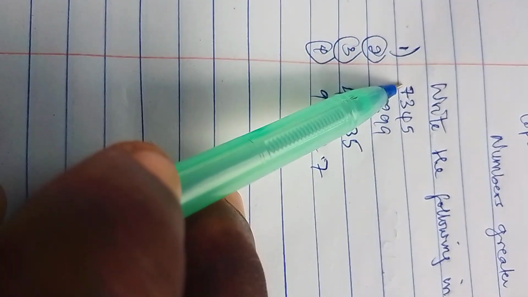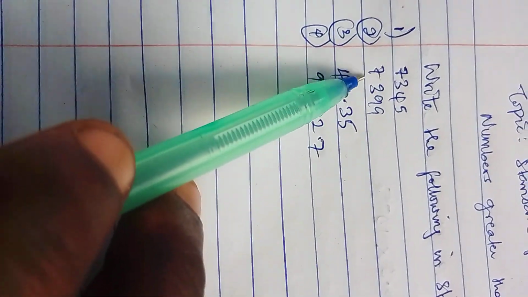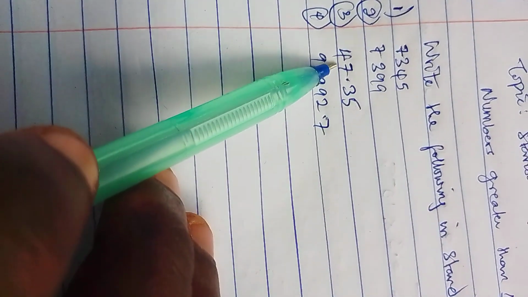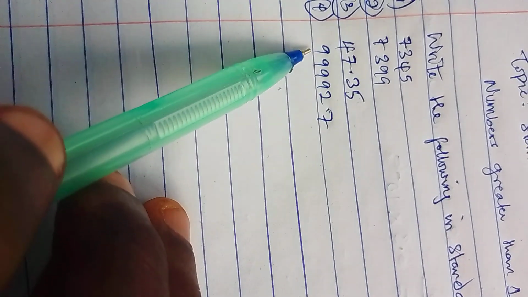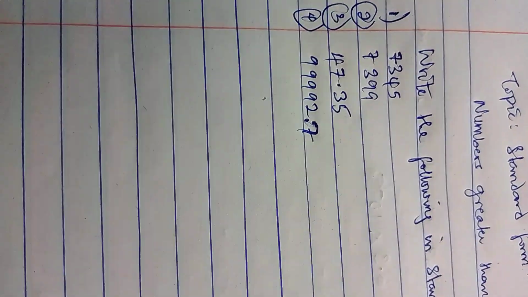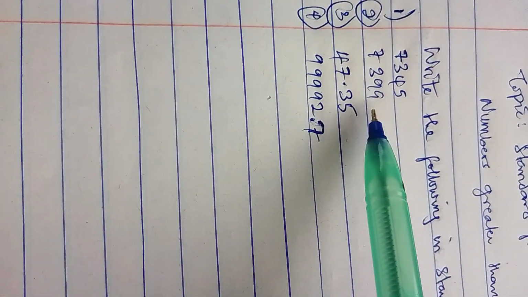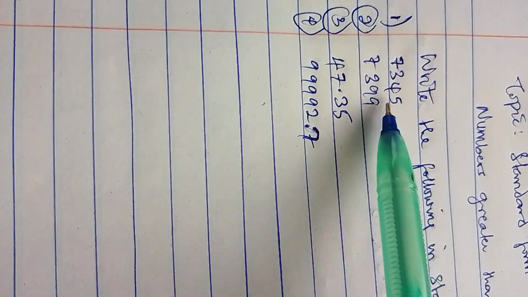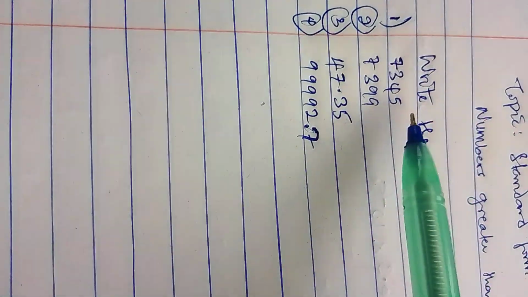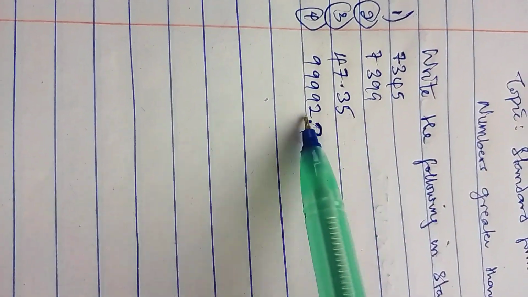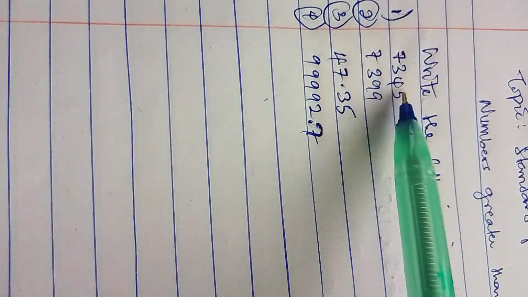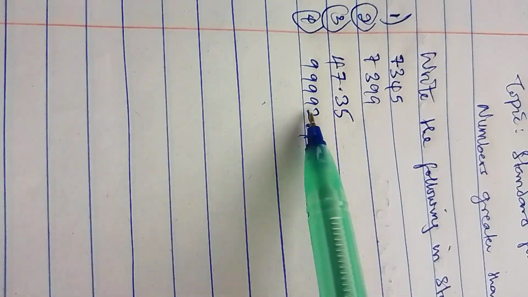Look at our first example here. I have example 1, 7345; example 2, 7399; example 3, 47.35; example 4, 99992.7. There's a decimal point there. If you notice, the first two examples that we're expected to solve don't have decimal points physically written. It's not visible, while here, the decimal point is visible.